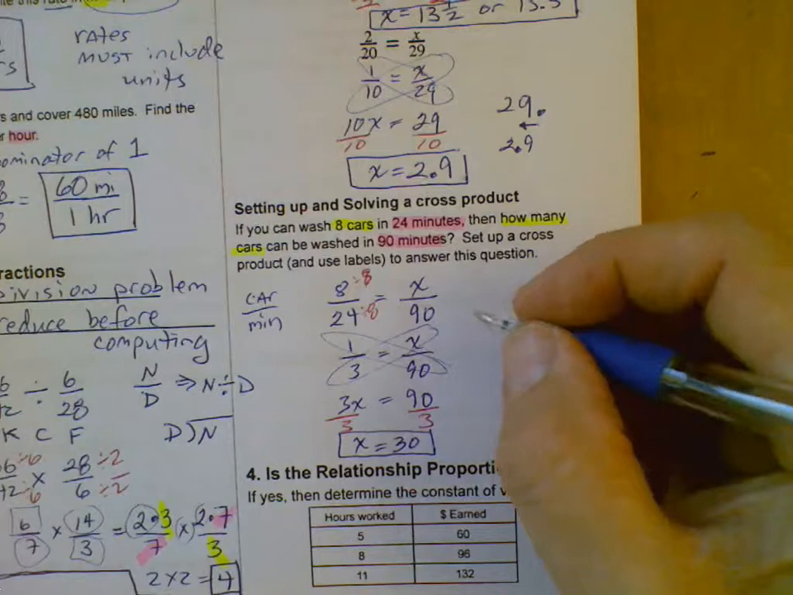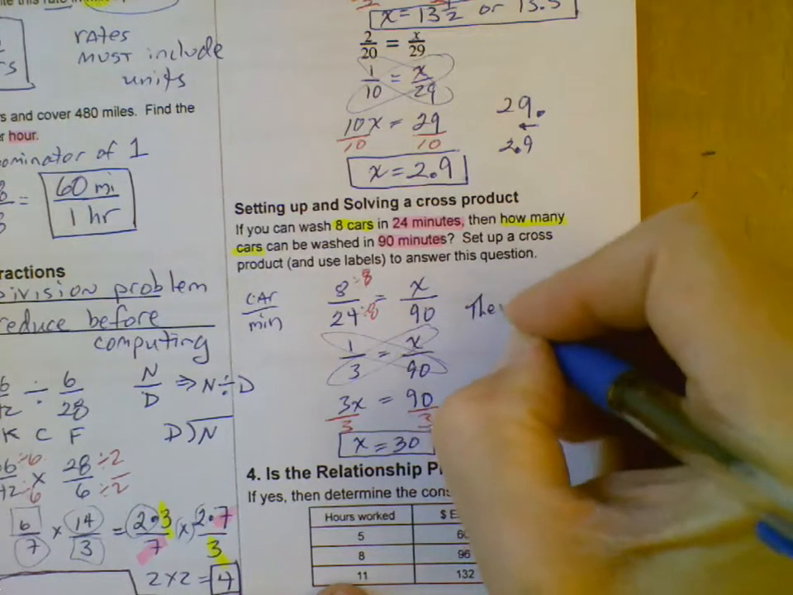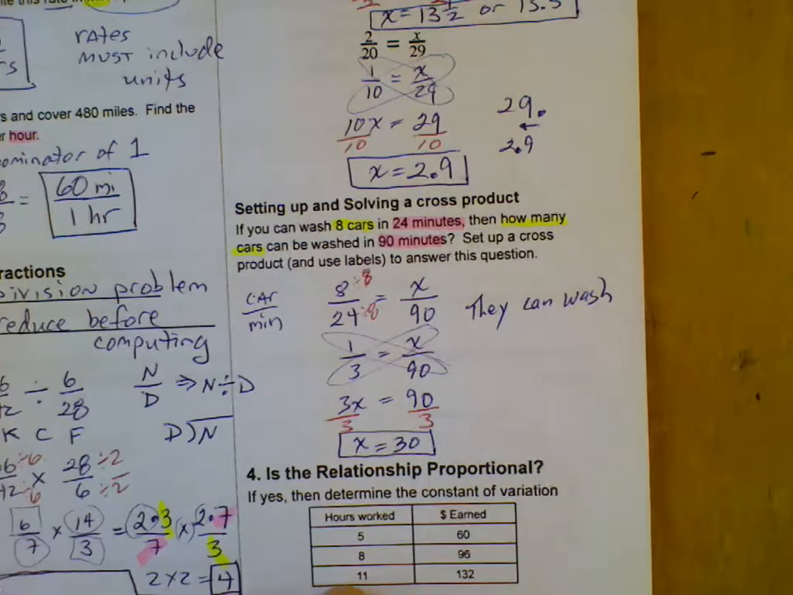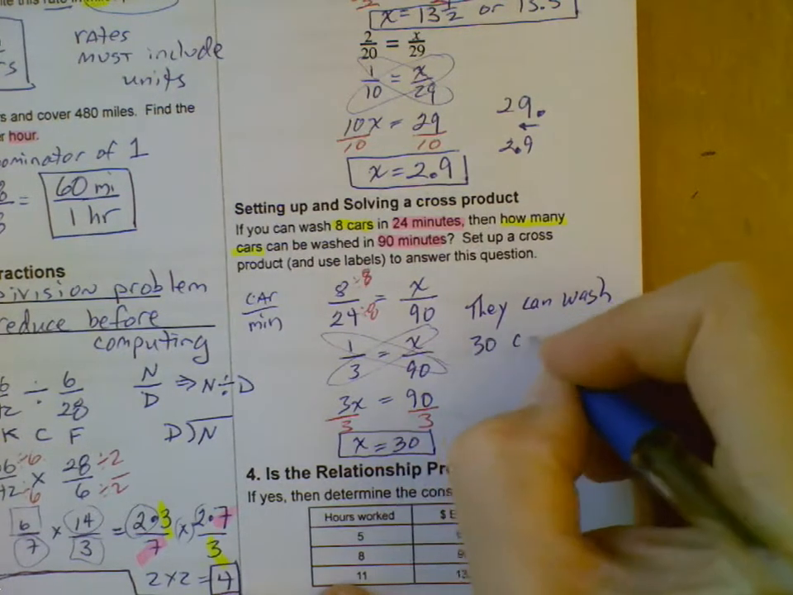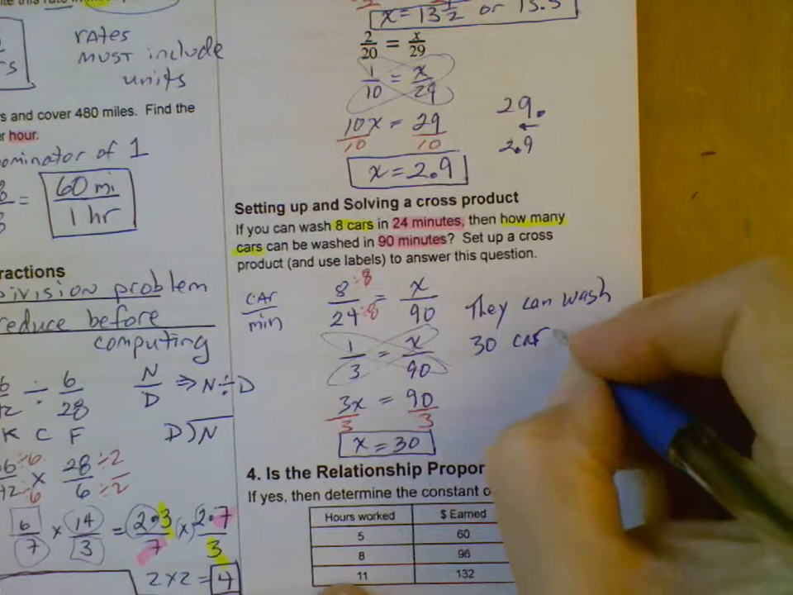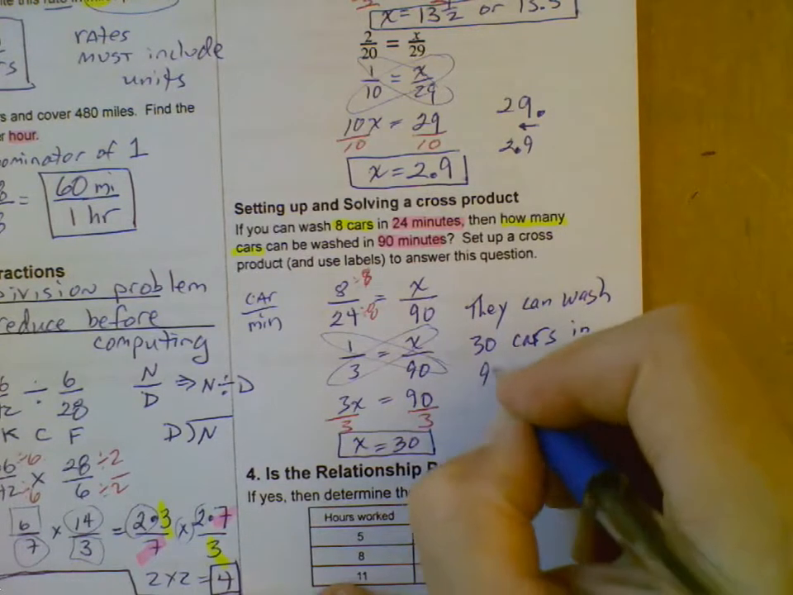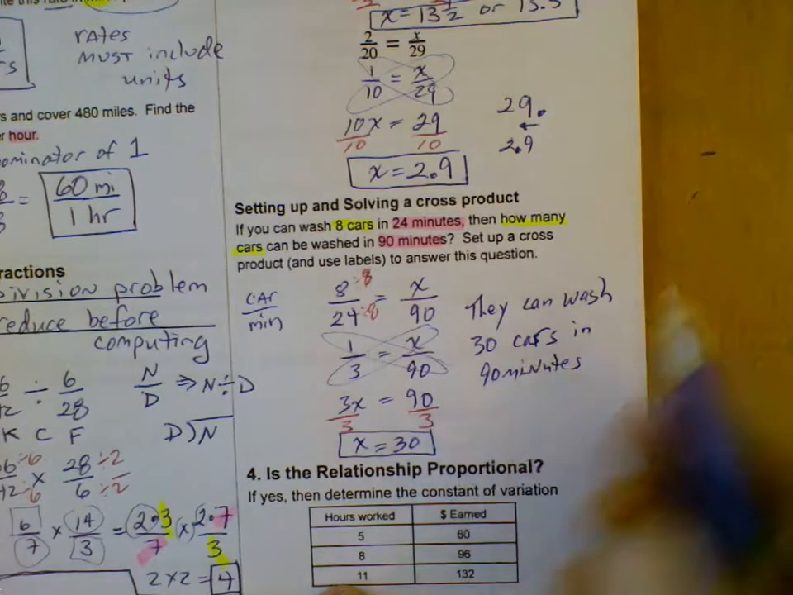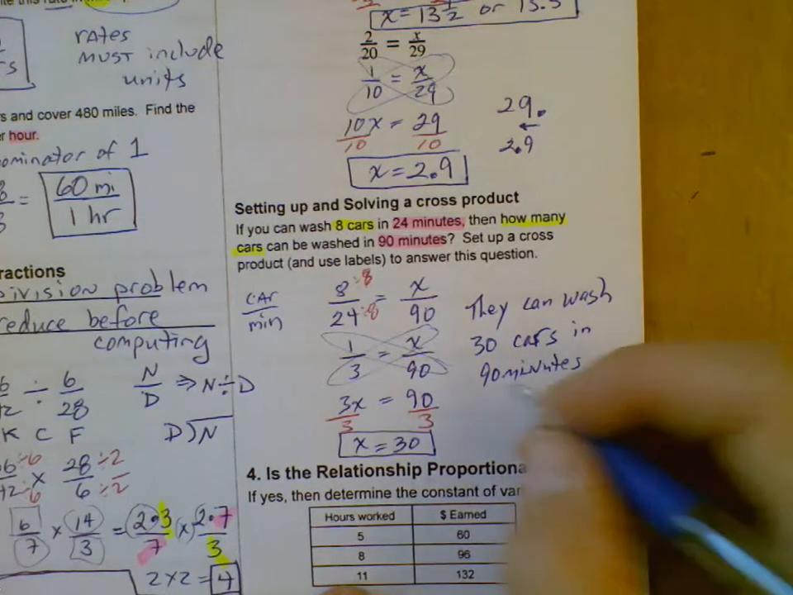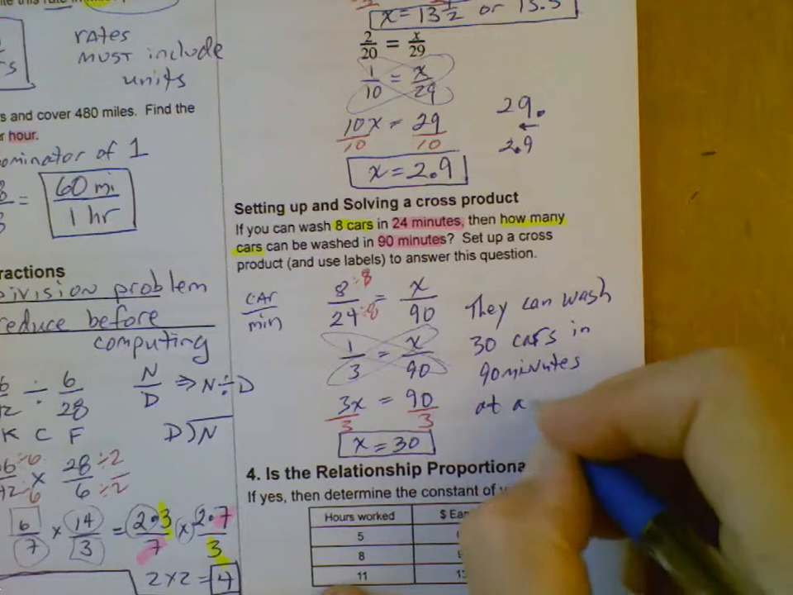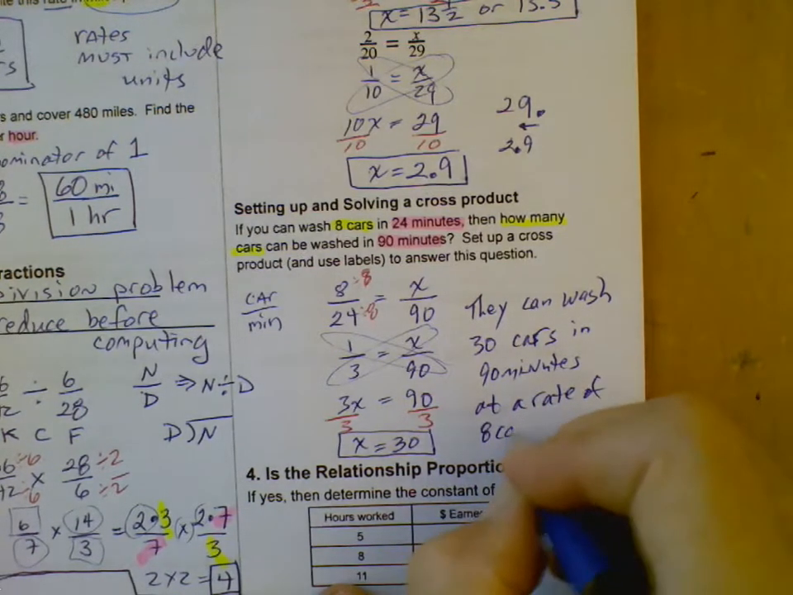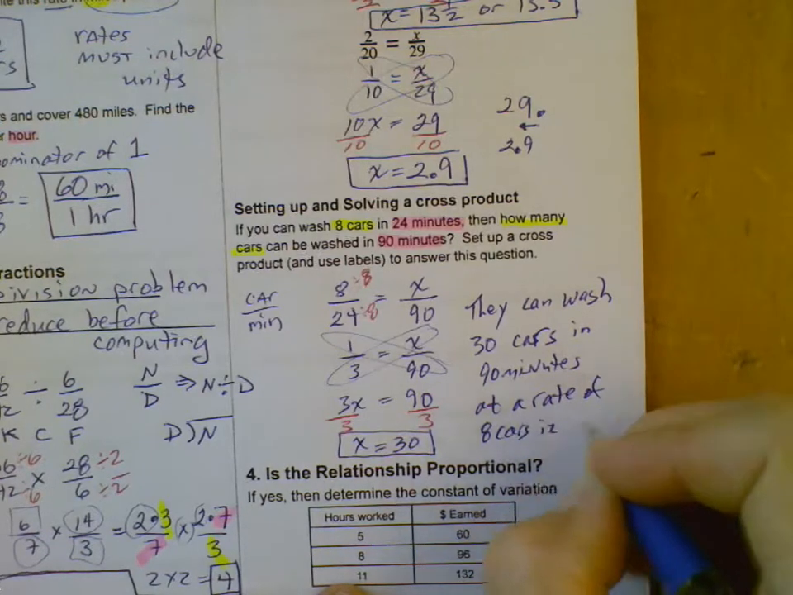It means they can wash 30 cars in 90 minutes at a rate of 8 cars in 24 minutes.